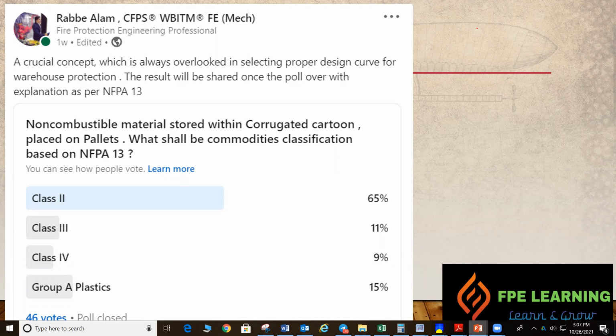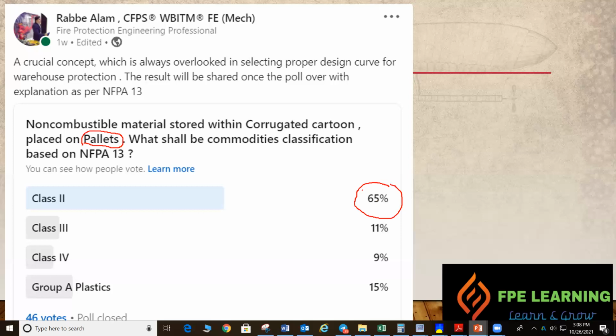So the question was: non-combustible material or products stored within corrugated cartons, which are placed on pallets. What shall be the commodity classification based on NFPA 13? And the answer, you can see, around 65% of people selected class 2, 11% class 3, 9% class 4, and group A plastic 15%. So thanks for your poll, for your time and consideration.